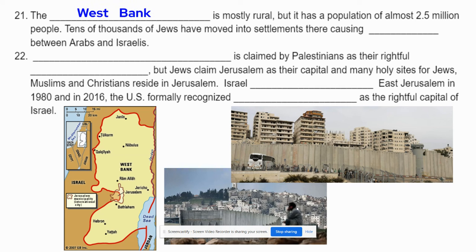The West Bank is mostly rural. It has a population of almost 2.5 million people. Tens of thousands of Jews have moved into settlements that are causing tension between Arabs and Israelis. East Jerusalem is claimed by Palestinians as their rightful capital, but Jews also claim Jerusalem as their capital, and many holy sites for the Jews and Muslims and Christians lie in the city of Jerusalem. Israel annexed East Jerusalem in 1980, and in 2016, the United States formally recognized Jerusalem as the rightful capital of Israel. For a long, long time, Tel Aviv was actually what we recognized as the capital.